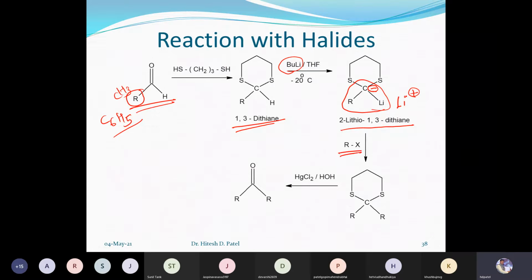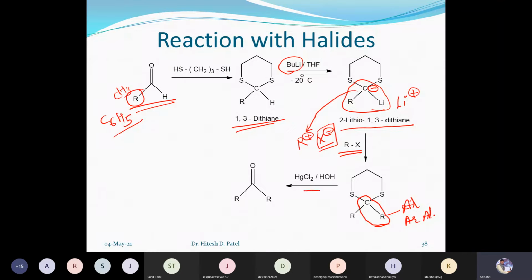Now when we treat with RX, R means alkyl or phenyl or arylalkyl type of group. R becomes plus and X becomes minus. X means halogen, and halogen has a tendency to pull electrons, so it becomes X minus. This R plus will react with the carbanion or nucleophile, and as a result we see substitution of the R group. As I said, R may be alkyl or arylalkyl type of group.